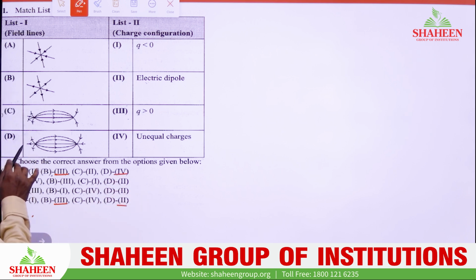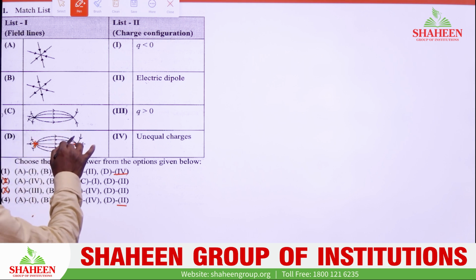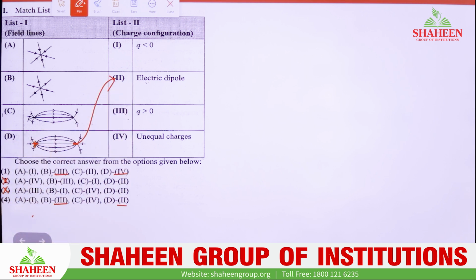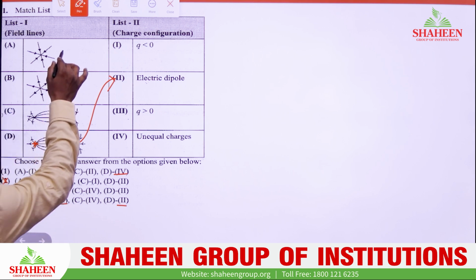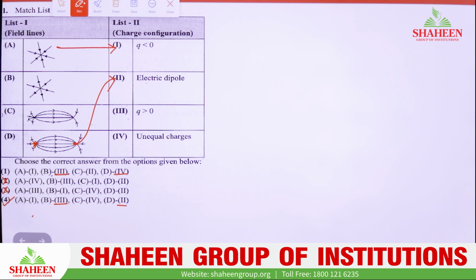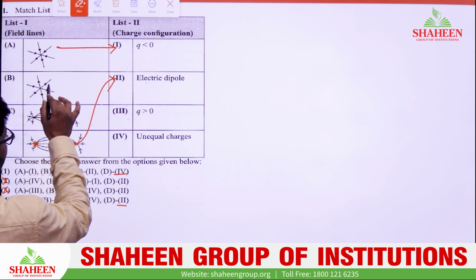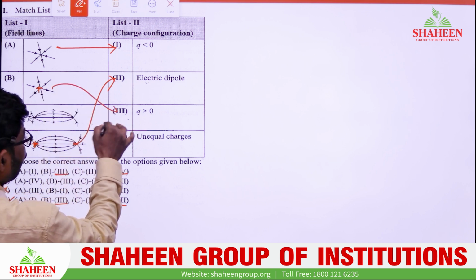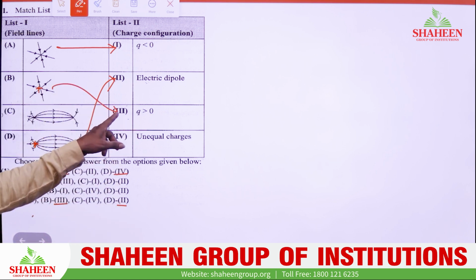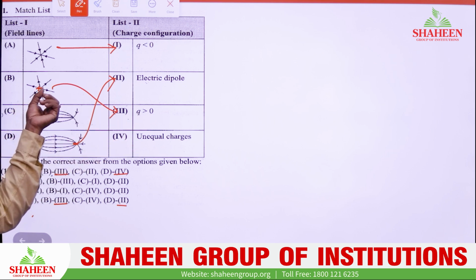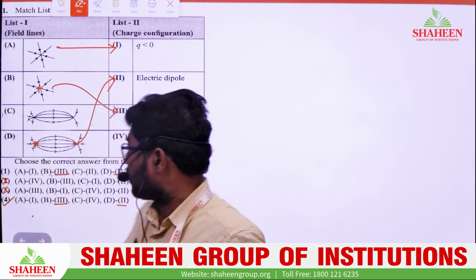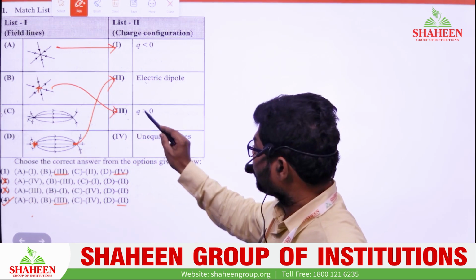So checking D, it has positive charge field away from the charge, negative charge field towards the charge. It acts as an electric dipole. D belongs to 2. We have only one option, the fourth option. D belongs to 2. So A belongs to 1, and B belongs to third. Why? Because this is away. Positive charge means away from the charge. Q should be greater than 0. Field lines are away from the charge because Q should be greater than 0.